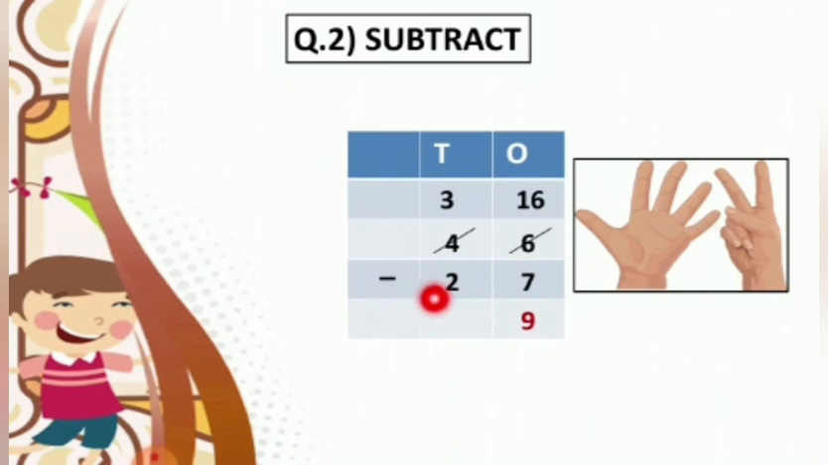Now let's move to the tens column. 3 minus 2. Open your 3 fingers. How many fingers you have to close? 2. So close your 2 fingers and see how many fingers are opened. 1. 3 minus 2. Your answer is 1. 46 minus 27. The difference is 19.